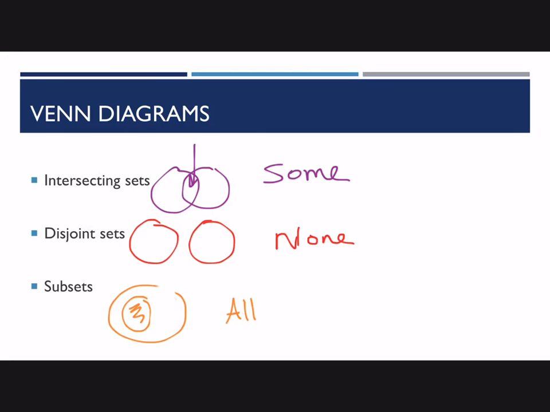A mathematical example for that one would be squares and rectangles. We would say all squares are rectangles. We would have the inside circle be squares, and then this outer circle would be rectangles. We could also say if a shape is a square, then it is a rectangle.